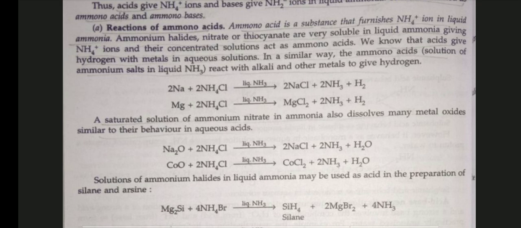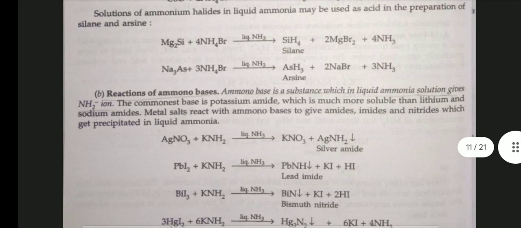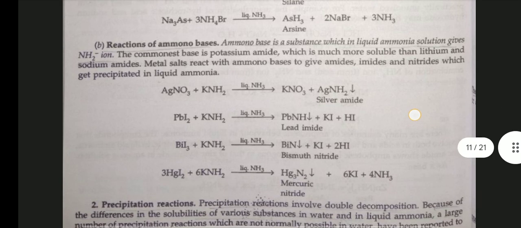Solutions of ammonium halide in liquid ammonia may be used as acid in the preparation of silane and arsine. Mg2Si plus 4NH4Br treated with liquid ammonia gives SiH4 plus 2MgBr2 plus 4NH3. Na3As plus 3NH4Br treated with liquid ammonia gives AsH3 plus 3NaBr plus 3NH3.